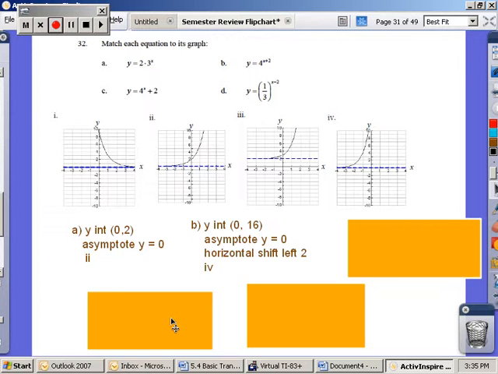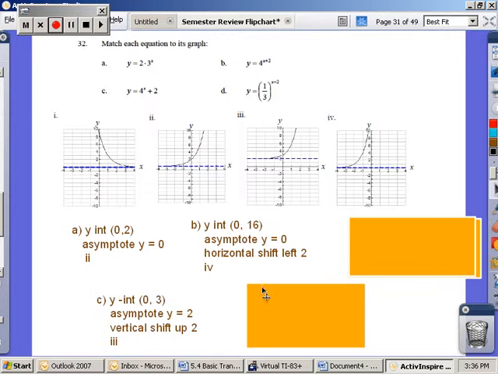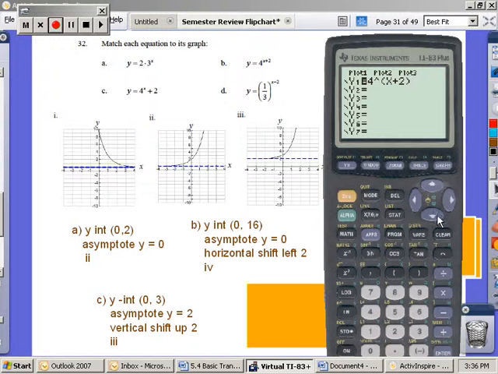Okay, graph C says y equals 4 to the x plus 2. I can plug it into the calculator, clear it, 4, caret, parentheses, x, parentheses. You need to finish the parentheses, then plus 2, because this is a k value. The 2 is a k value, not an h value.